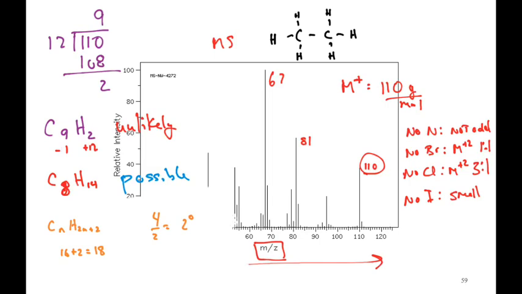What is a degree of unsaturation? A ring or a pi bond. How do I make a pi bond in this structure? Why did I divide by 2? For every ring or pi bond, you have to remove 2 hydrogens. That's why I divided by 2. So 4 was the number of hydrogens that made up that difference. I needed 2 per, so I got 2 degrees of unsaturation.